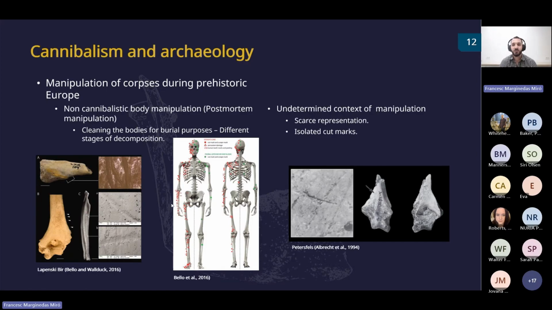And it's interesting to see that in this context, the percentage of cut marks is very low, around 0.5 to 5%, while in cannibalistic contexts, it's normally over 30%. And finally, we have all those contexts that are indeterminate because there are few remains and few signs of manipulation.